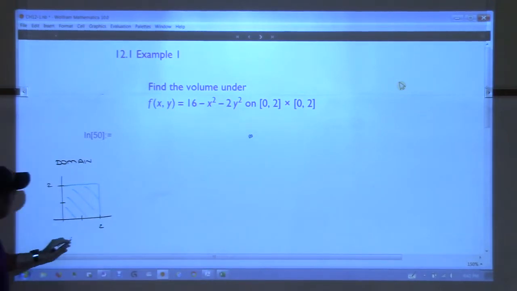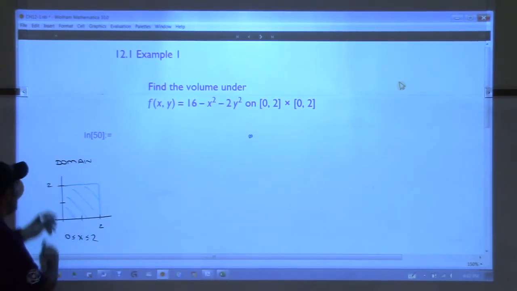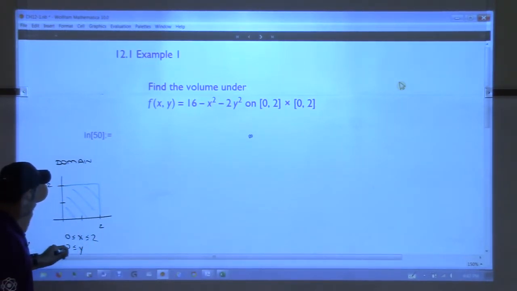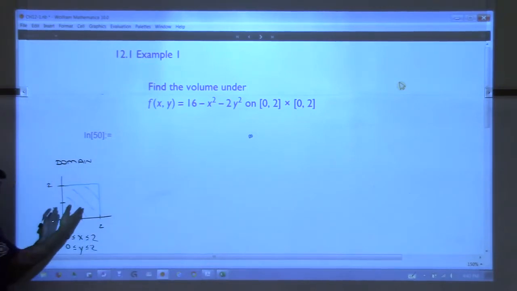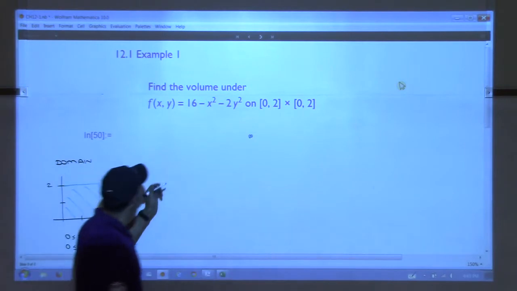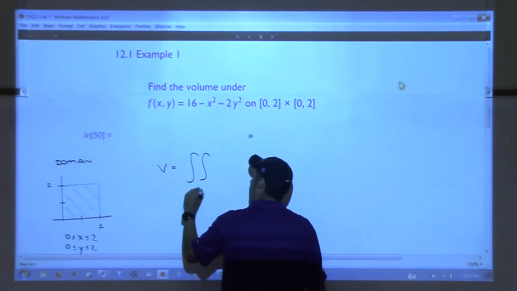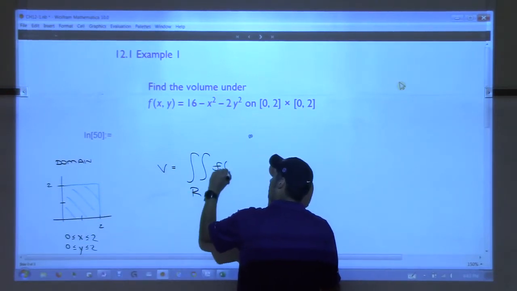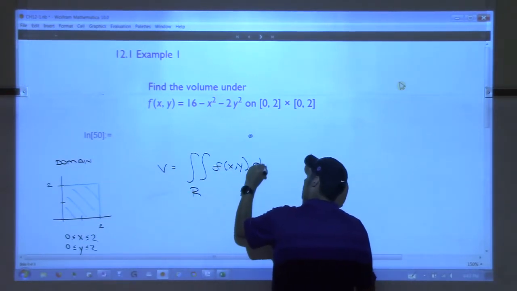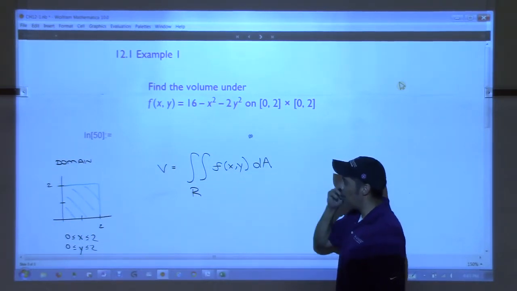So our x's here are between 0 and 2, and it turns out in this problem our y's are between 0 and 2. So do we all agree that this is a rectangle? If we have a rectangle down here in our domain, then the order in which you do the integration does not matter, all right? So now here comes the volume of this. The volume will be the double integral over R of our surface with respect to area.